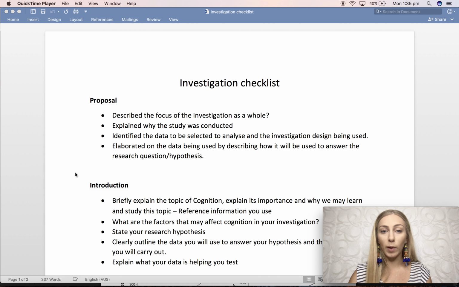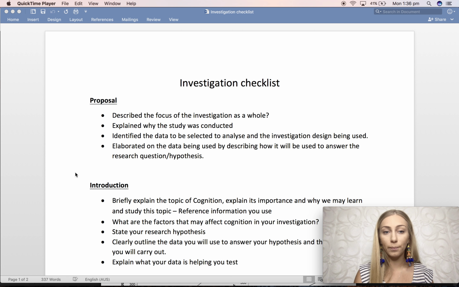Then within that, you explain why the study's been conducted. Then you will identify the data to be selected, so that you can analyse the investigation design to be used. Depending on the data that you'll be collecting, that will actually lead you into a specific investigation design. Remembering that we have 3 specific investigation designs: experimental, observational, and qualitative. So make sure that you look at the specifics within each of those investigation designs so that you know which one it falls into.